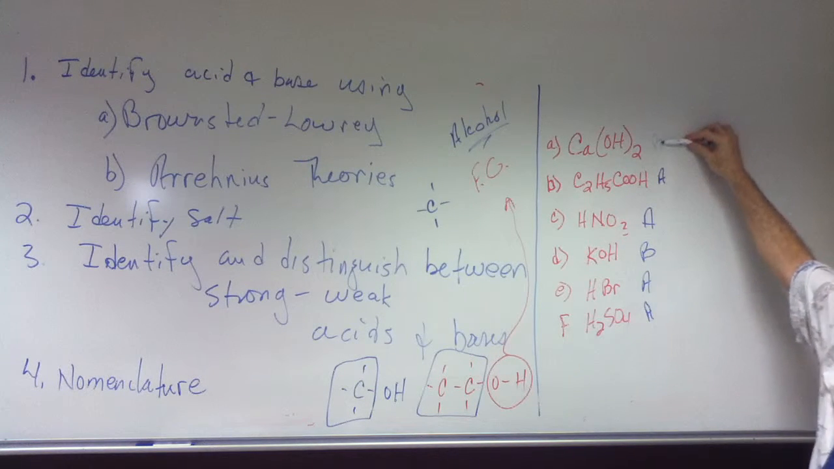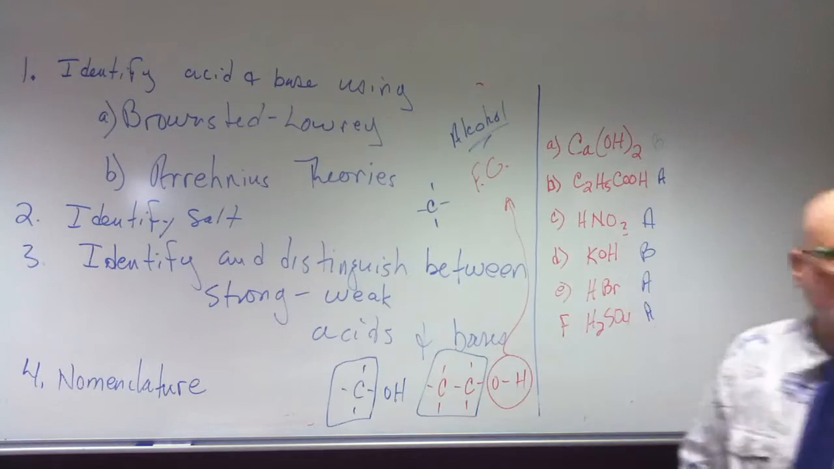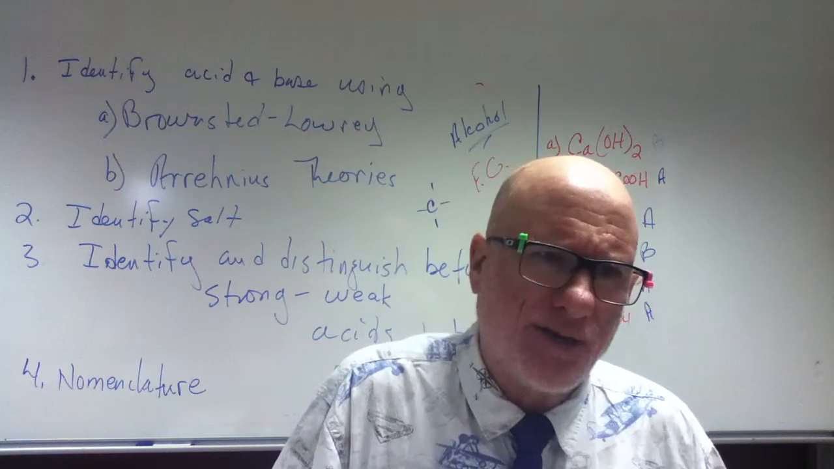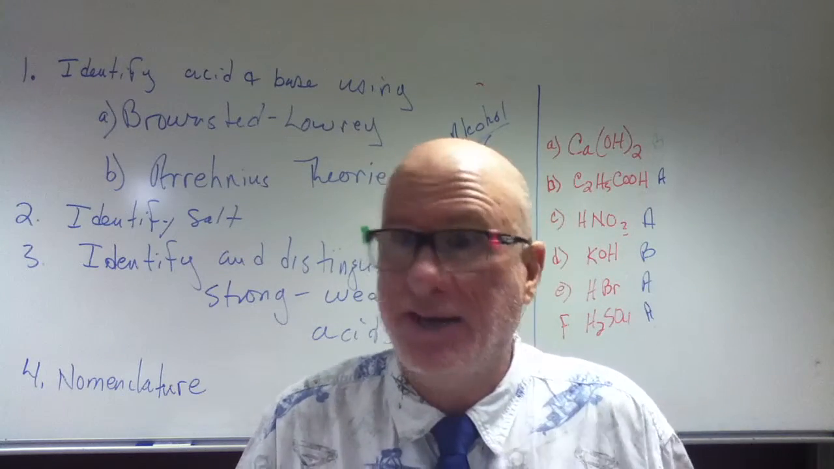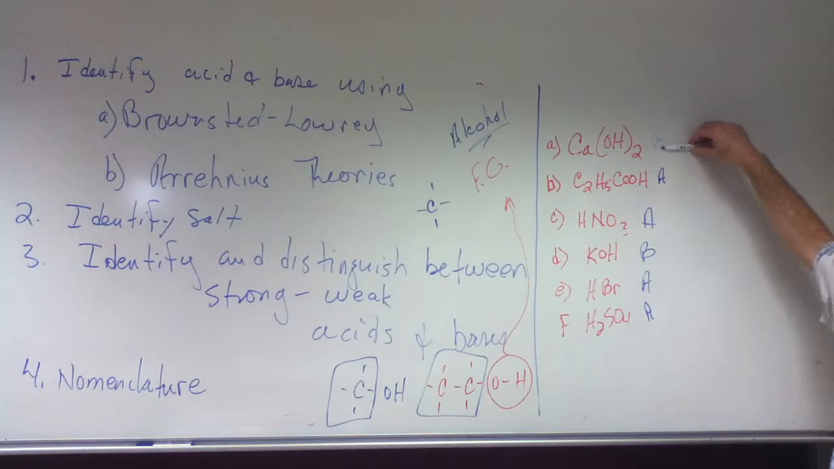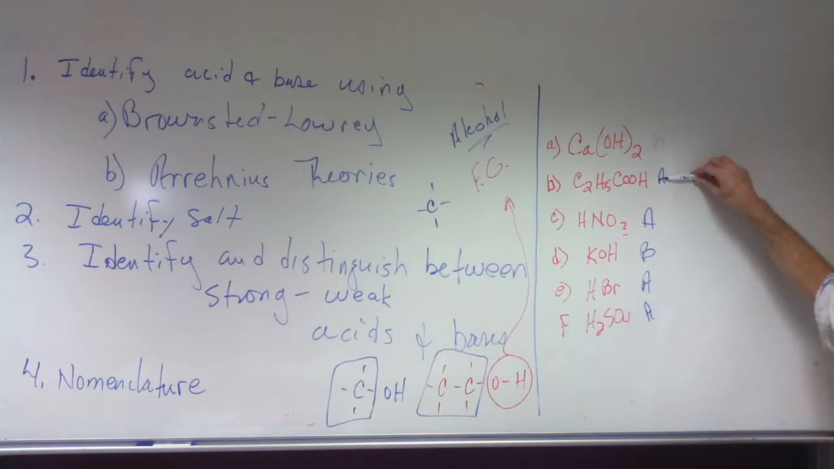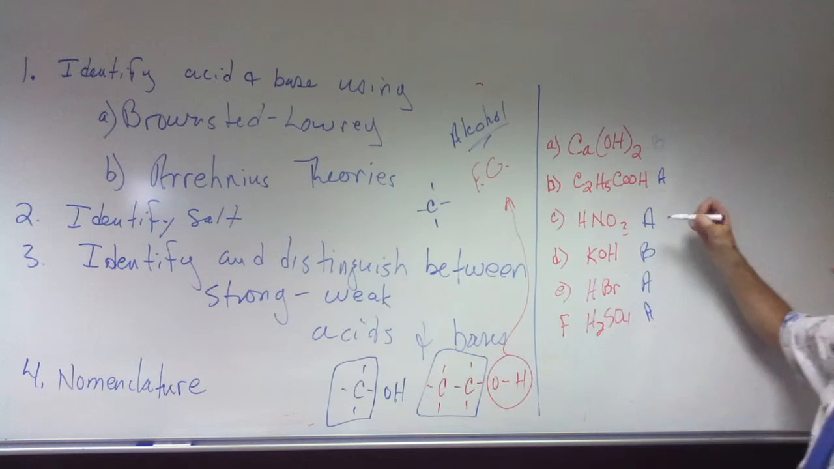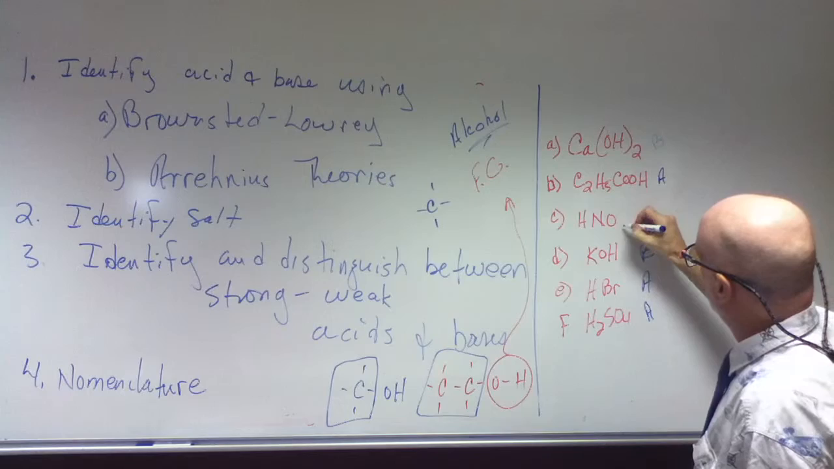You have to be able to name bases on your test. I don't really go over it. It's just the name of the positive component and hydroxide. Big deal, right? So what's this? Calcium hydroxide. Acetic acid or ethanoic acid. Nitrous acid. No. Hydrogen. Oh, sorry. Part of it got erased.